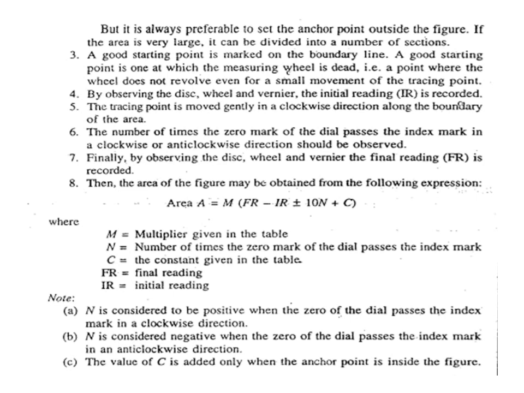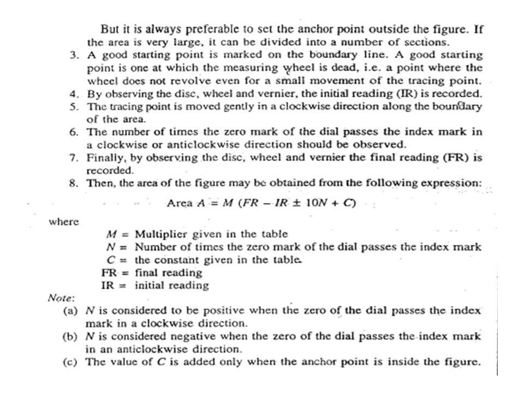Then the area of the figure may be obtained from the following expression: area A equals M multiplied by (FR minus IR plus or minus 10N) plus C, where M is the multiplier given in the table supplied by the manufacturer, and N is the number of times the 0 mark of the dial passes the index mark. C is the constant given in the table. FR is the final reading and IR is the initial reading.